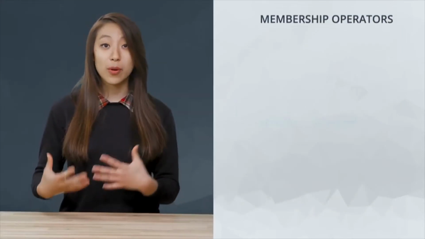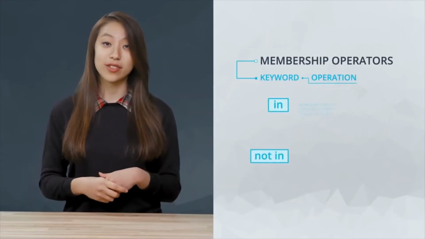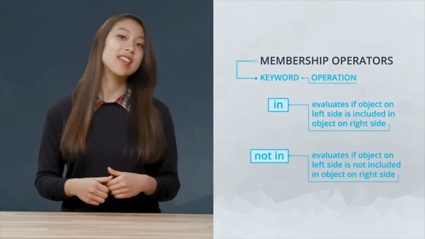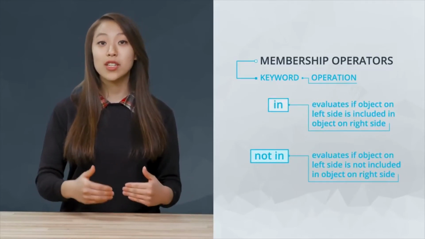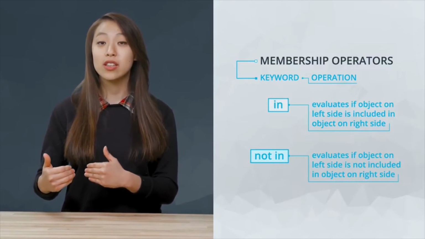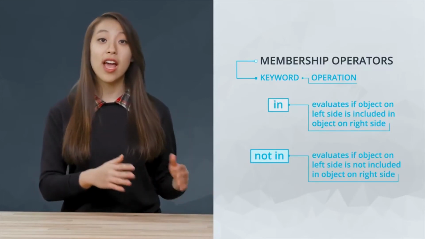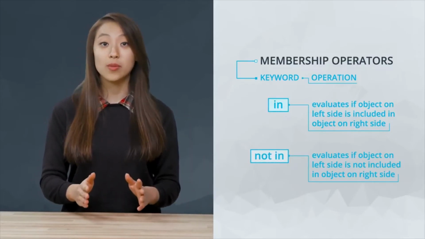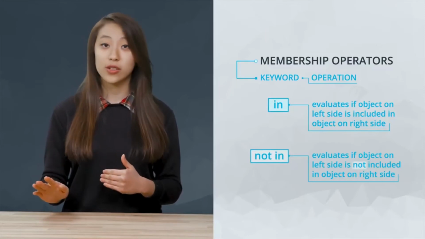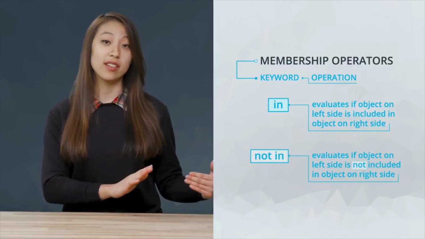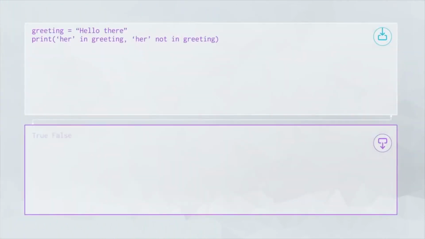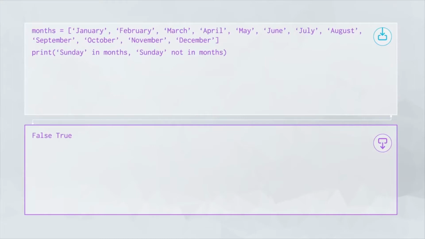Another thing they both support are membership operators, in and not in. In evaluates if the object on the left side is included in the object on the right side, and not in evaluates if the object on the left side is not included in the object on the right side. Here, we can check if the string her is in this string, which is right here. However, Sunday is not in our list, as it only holds the months.